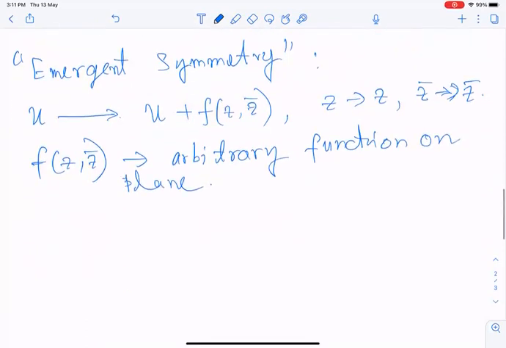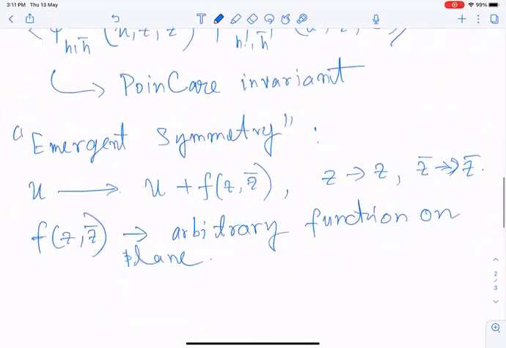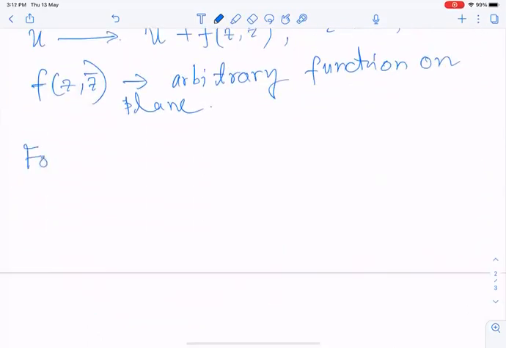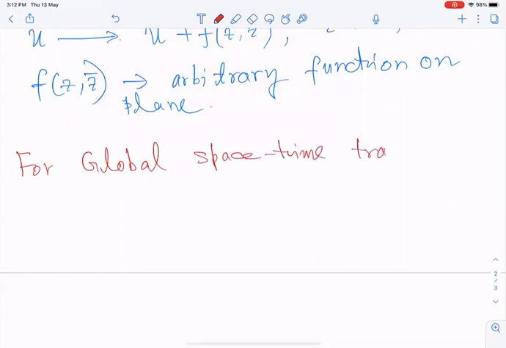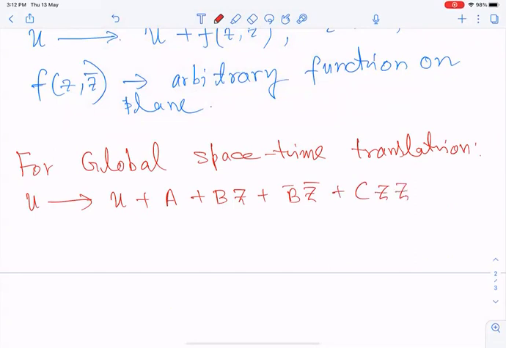Now we know that, if I just talk about the global space-time translation that we discussed last time, how does u shift? u goes to u plus some constant a, plus some b times z, plus b bar z bar, plus some c z z bar, and then z goes to z and z bar goes to z bar.